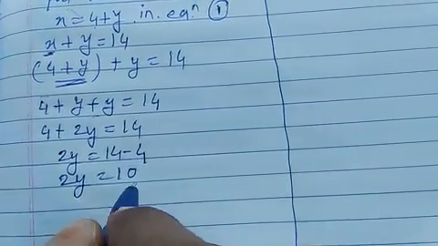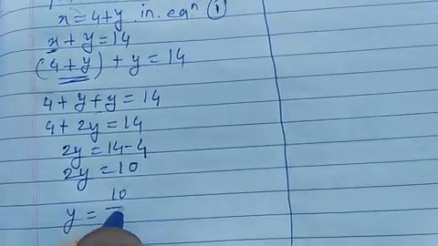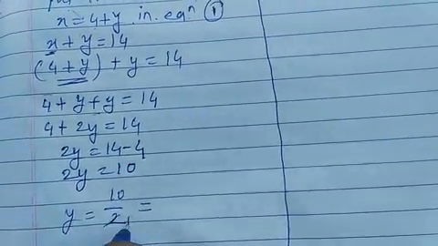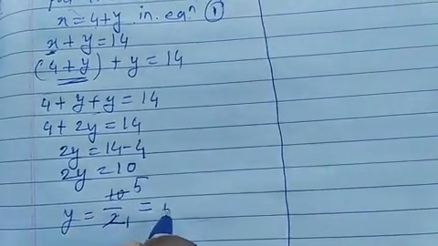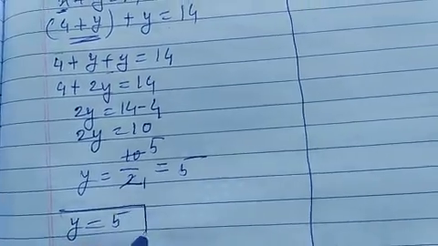14 minus 4 is 10. So here 2 is there in the multiplication. If we take it on the right hand side, we will get 10 divided by 2. So that will get y is equal to 10 upon 2, and that gives 2 ones are 2, 5s are 10. So we will get here y equal to 5. What we get? Value of y equal to 5.